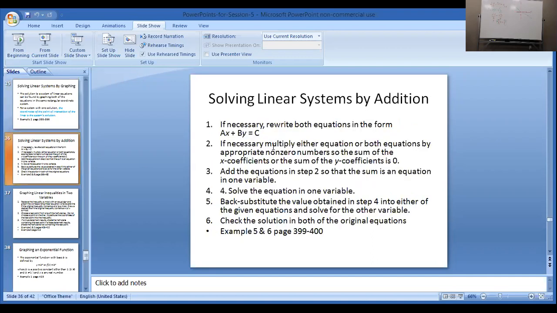Solving a linear system by adding is, again, if necessary, rewrite both equations, multiply, add the equations from step 2, solve the equation in one variable, and back substitute. Let's again look at an example in order to make it more clear. Let's look at page 399. You have 3x plus 2y equal to 48, 9x minus 9y equal to minus 24.